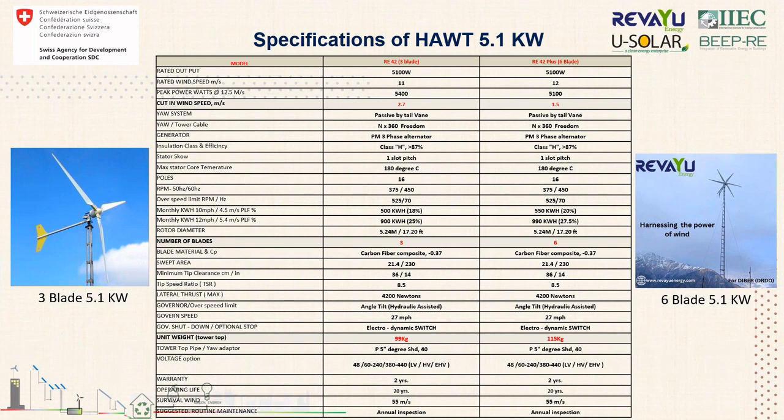So the cut-in wind speed, because of more number of blades, is lower than the 3-blade, whether it is 5.1 or 3.3 kilowatt. There the cut-in wind speed was 2.7 meter per second. Here you can see the cut-in wind speed is 1.5 meter per second. So wherever at lower wind speed the generation starts, instead of 0 you have some generation, and at the end of the year you can have a better generation. So that's how it generates more power throughout the year.